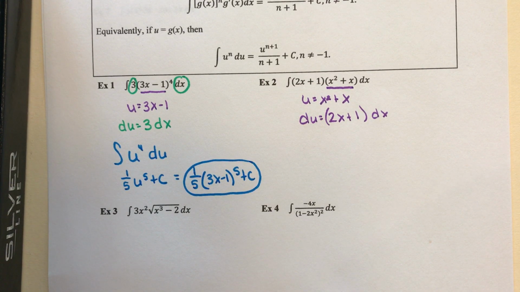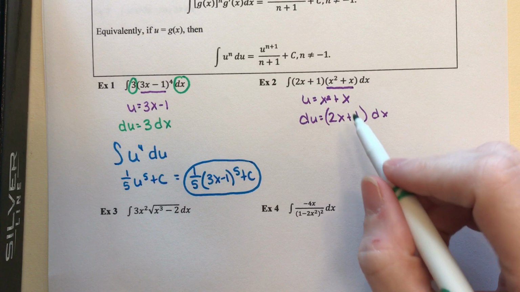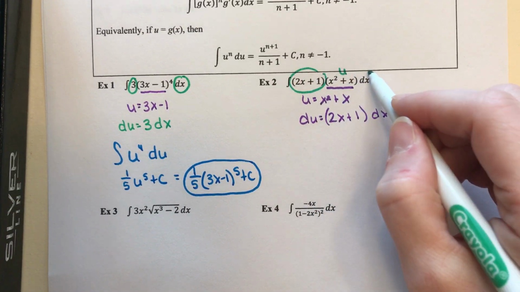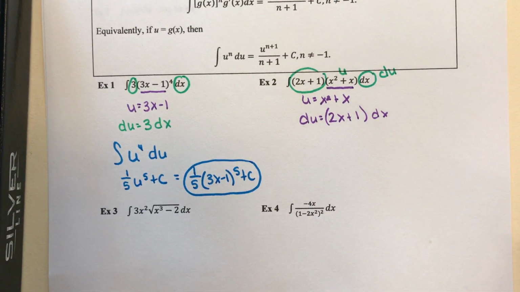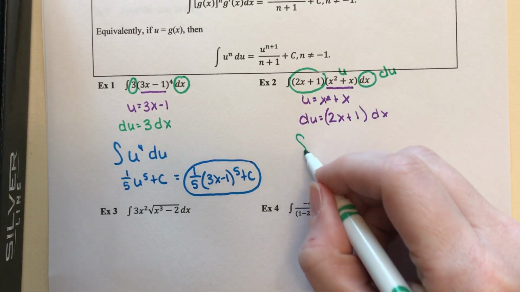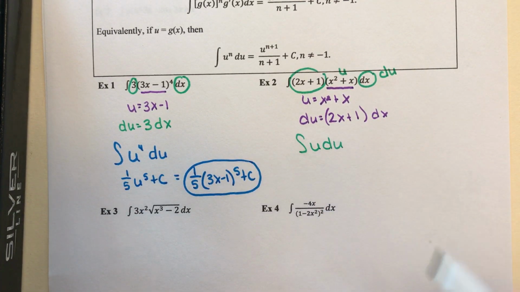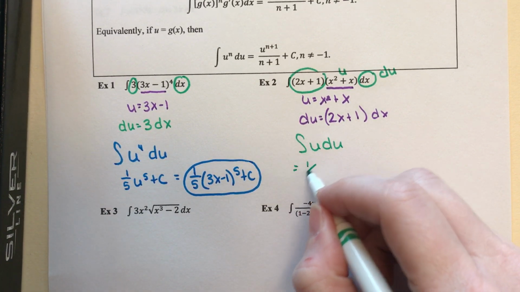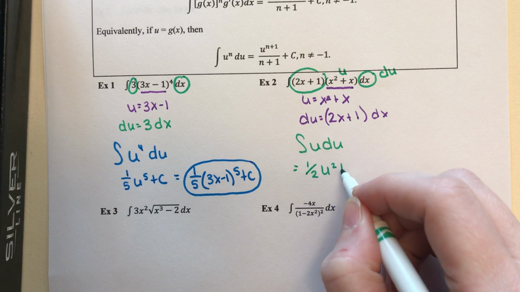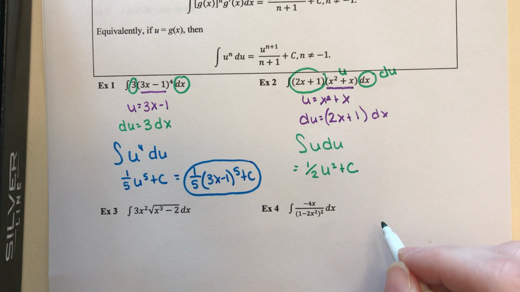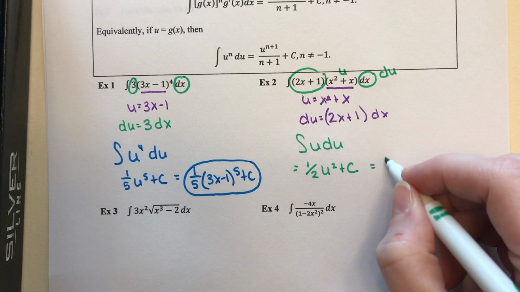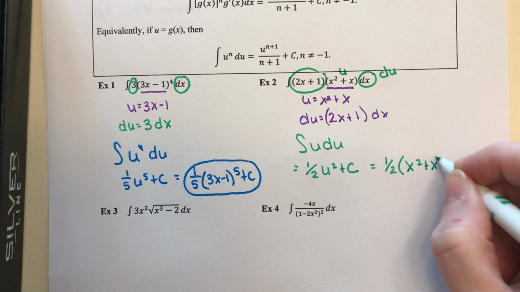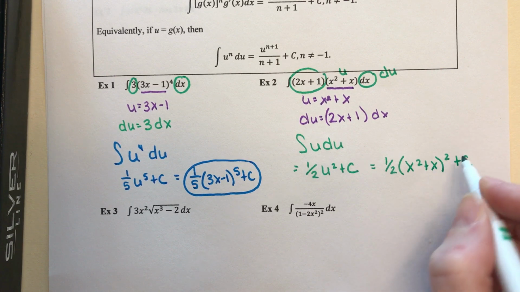Okay, so it works out perfectly again. I have my u here, and everything else is my du, with nothing left over. So that's the integral of u du. Next I'm going to add and divide, so that's 1/2 u squared plus c. Then we're going to plug back in for u, so 1/2 (x squared plus x) squared plus c.